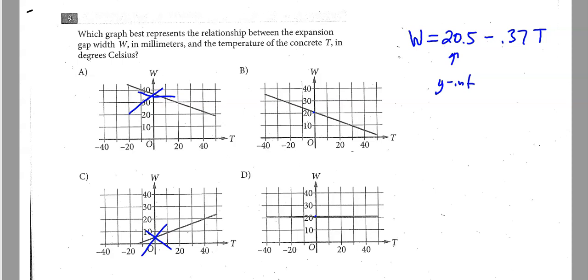And I know my slope is dropping negative 0.37 every T. So if I were to drop 10 degrees in temperature, I should drop negative 3.7. So as we move over from 0 to 10 degrees in temperature, this one looks about right. That looks like it dropped somewhere around 3 or 4. So the correct answer here is going to be B.